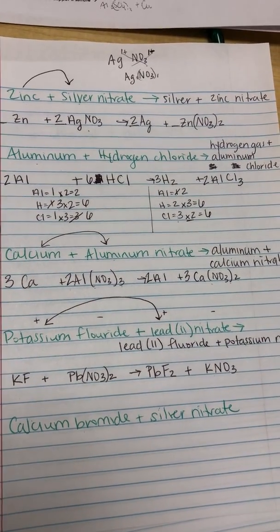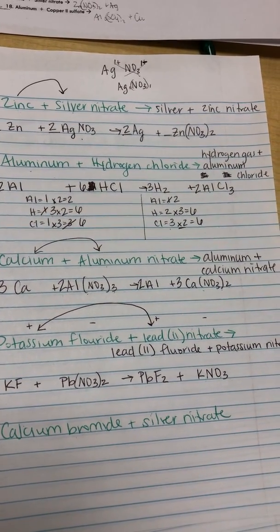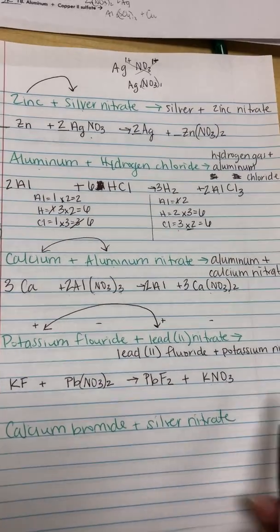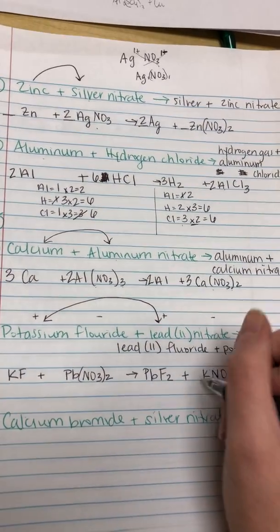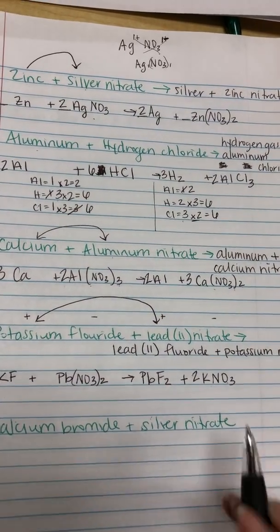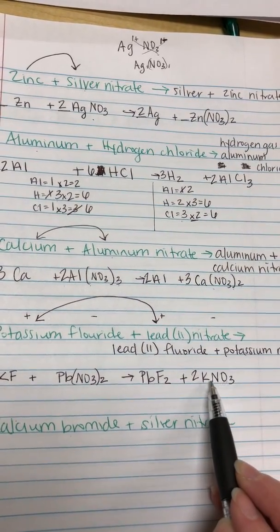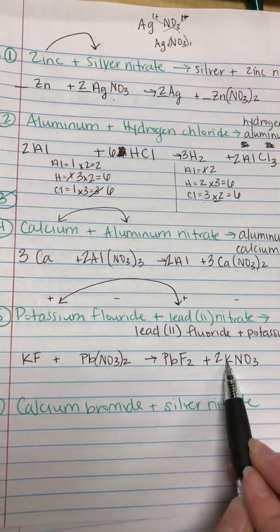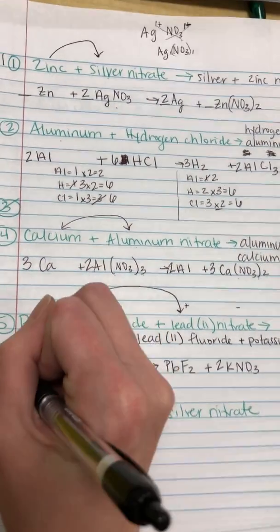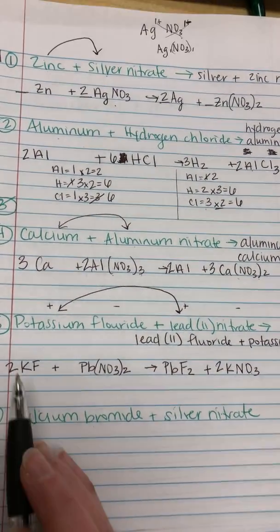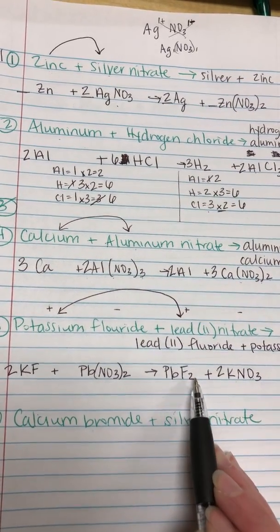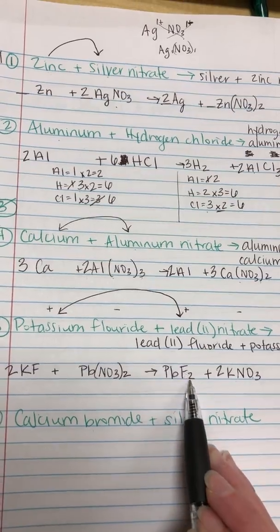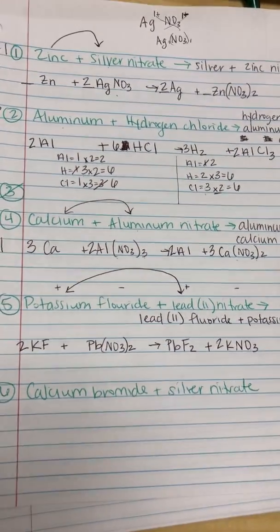Am I balanced? Not quite. Over here I have 2 NO3s, over here I only have 1. So I need to put a 2 there. Now that gives me 2 NO3s. It also gives me 2 potassiums, so I'm going to have to come over here and give myself 2 potassiums. Now this is giving me 2 fluorines. Do I have 2 fluorines over here? Yes, from this 2 right here. And then I have 1 lead and 1 lead, so I am balanced.